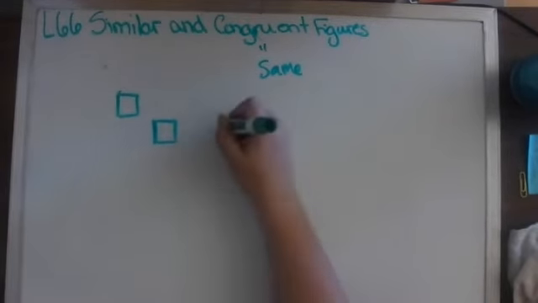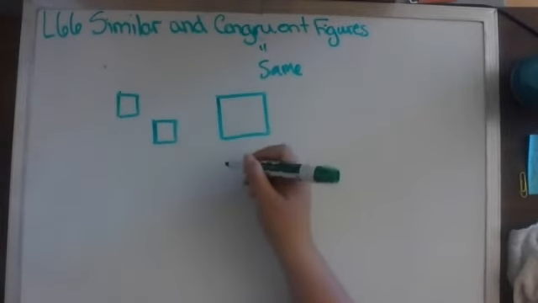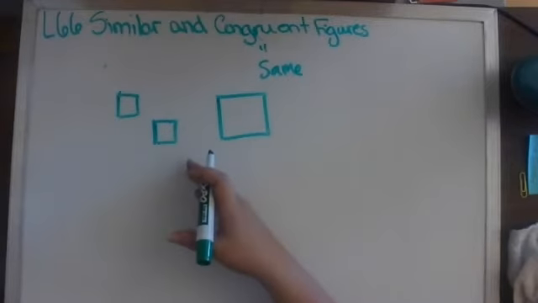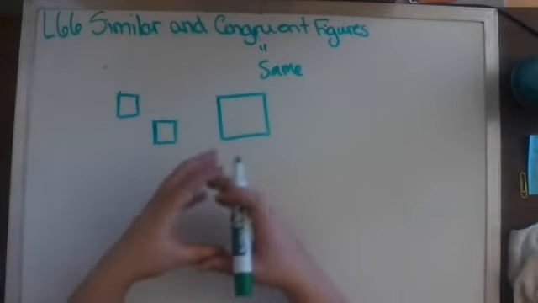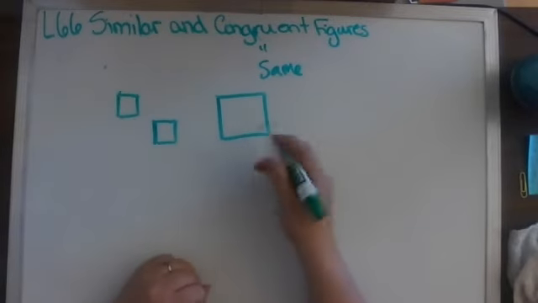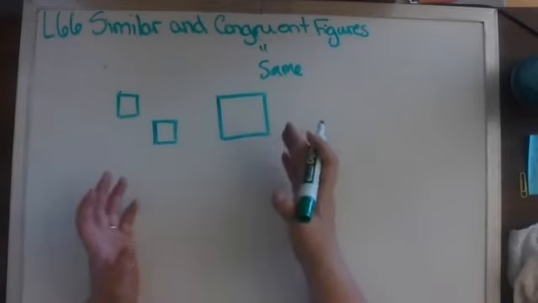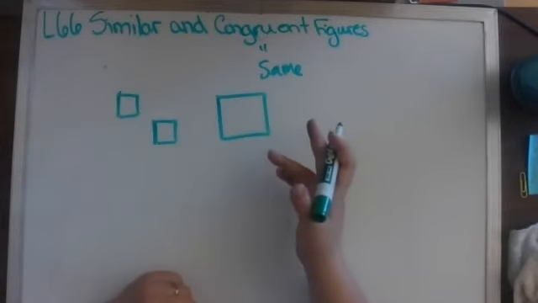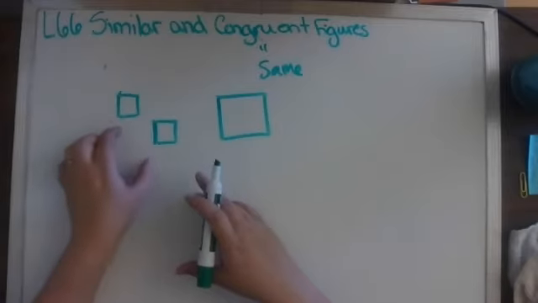If I had these squares and this square, these squares are similar because it's the same square that's been enlarged, or in the case of this one, made smaller. So that makes them similar because they look about the same. They're both squares, but they are not congruent because they are not the exact same like these two.